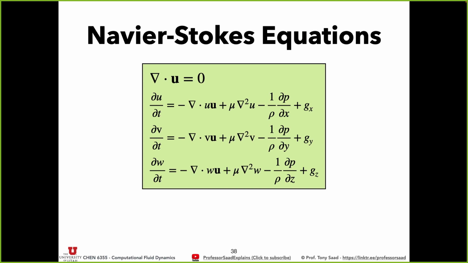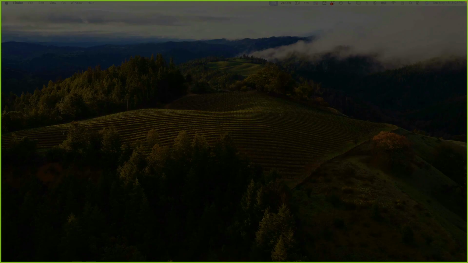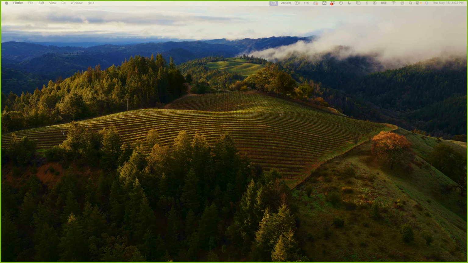4 equations, and 4 unknowns. So now we took out the density. It's no longer an unknown. So we have as many equations as we have unknowns. Previously, we had rho, u, v, w, and p, 5 unknowns. When we take out rho, we still have u, v, w, and p. And we have 4 equations.